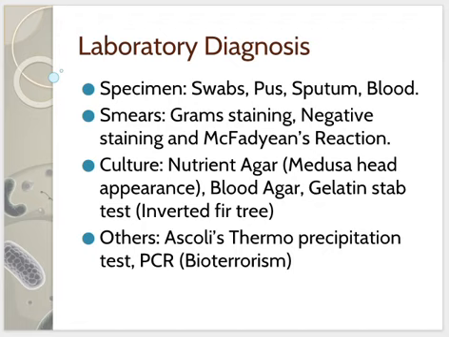Diagnosing Bacillus infections involves collecting specimens like swabs, pus, sputum, or blood. We use gram staining and special stains like McFadden's reaction to identify the bacteria. Culturing on nutrient agar reveals the distinctive medusa head colonies, and other tests like gelatin stab and Ascoli's thermoprecipitation help confirm the diagnosis. PCR can also be used, especially in bioterrorism cases.